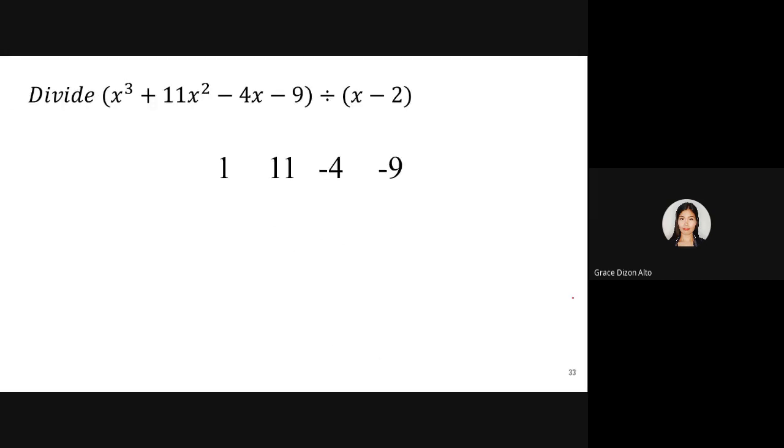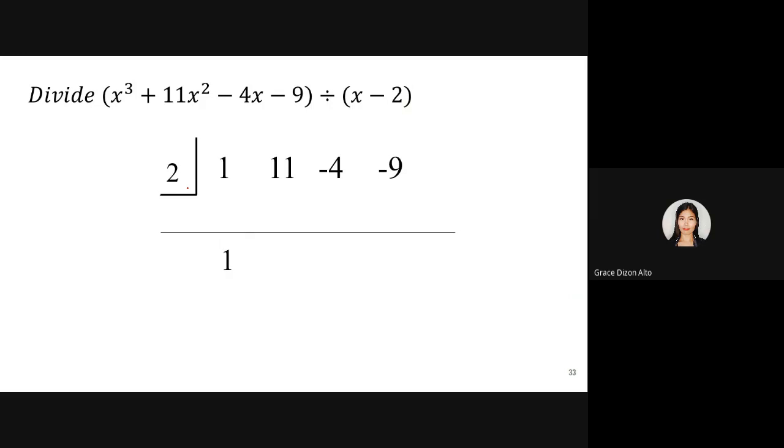Next, x cubed plus 11x squared minus 4x minus 9 divided by x minus 2. We have to check whether we have a missing exponent. So 3, 2, 1, and constant. That's complete. Therefore, we will write down only the coefficients: 1, 11, negative 4, and negative 9. The value of our a will be positive 2. What you see here, negative 2, we just change to the opposite sign, so it becomes 2 when you write it here.